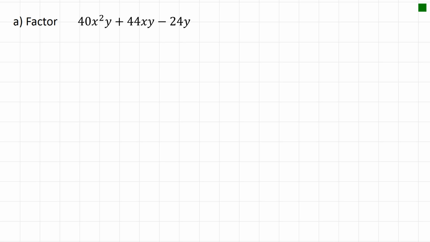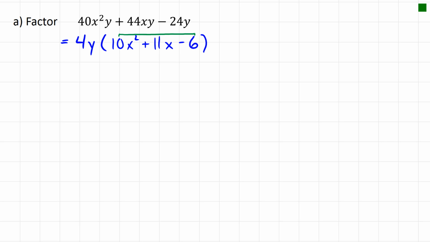Looks like there's going to be a greatest common factor. All of these things can be divided by 4. So let's start there. 4 and any letters, yeah, a y. So we can factor off a 4y from every term. And that's going to leave us with 10x squared plus 11x minus 6, and that's good. So that's a messy trinomial left inside. We can deal with those.